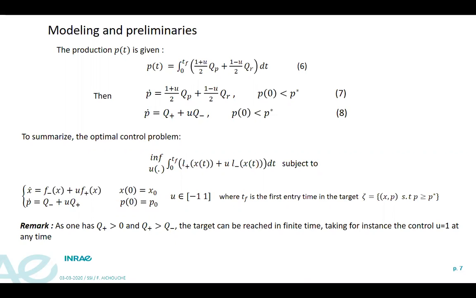We can notice that as one has Q plus superior to 0 and Q plus superior to Q minus, the trajectory can be reached in finite time, taking, for instance, u equal to 1 at any time. However, it is well known from the theory of optimal control that the existence of an optimal trajectory can be guaranteed when the velocity set is convex.